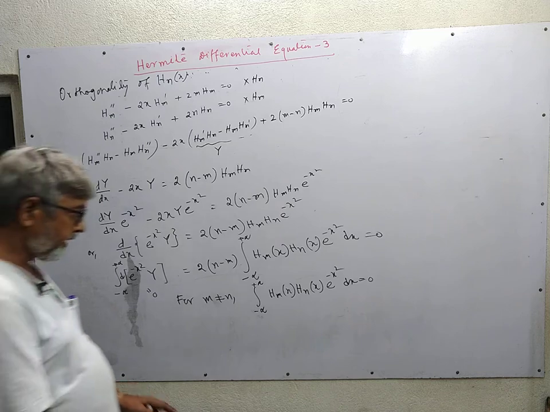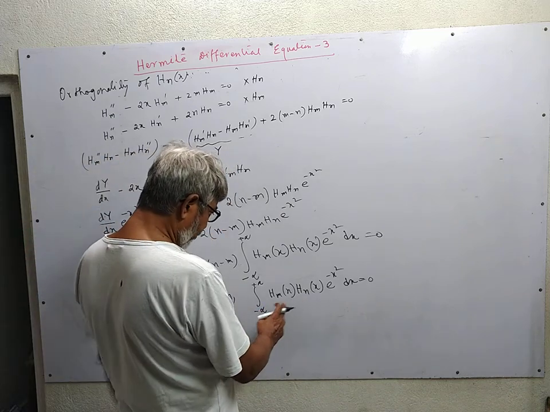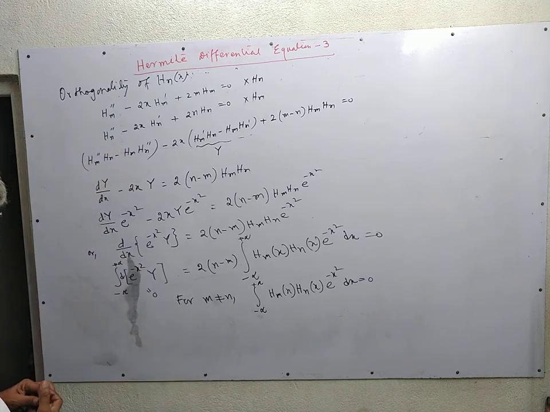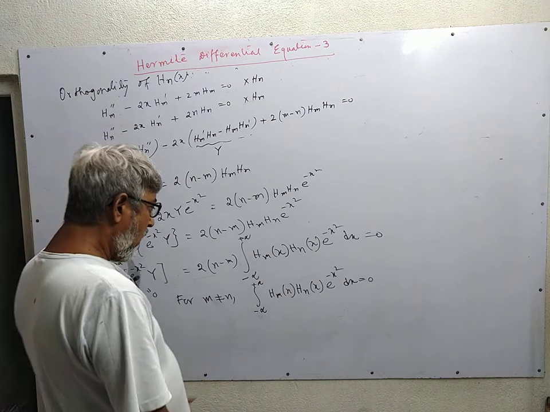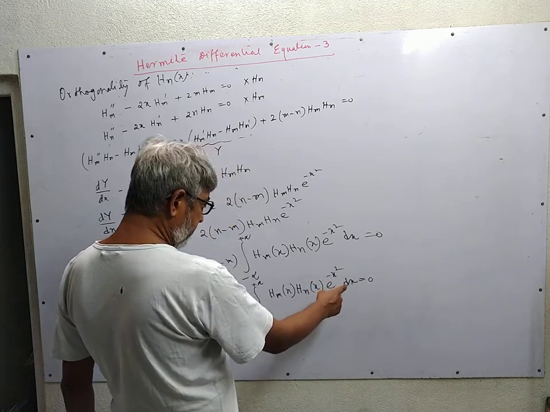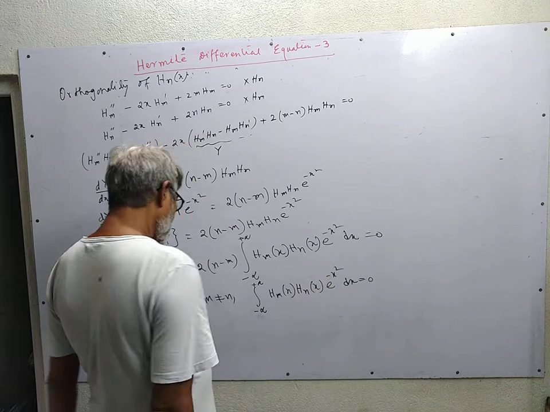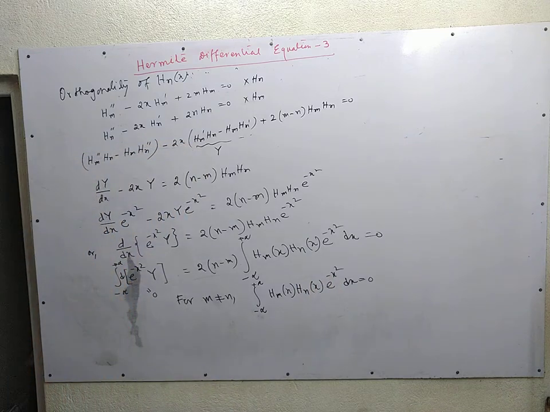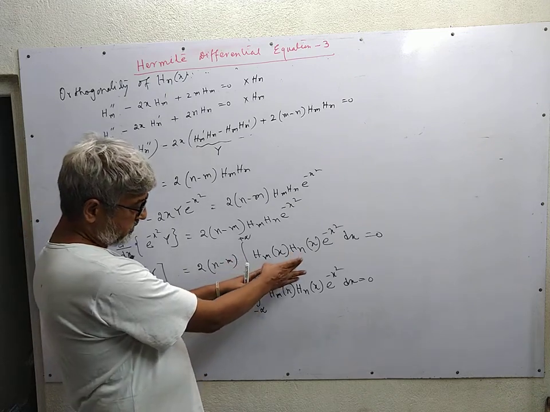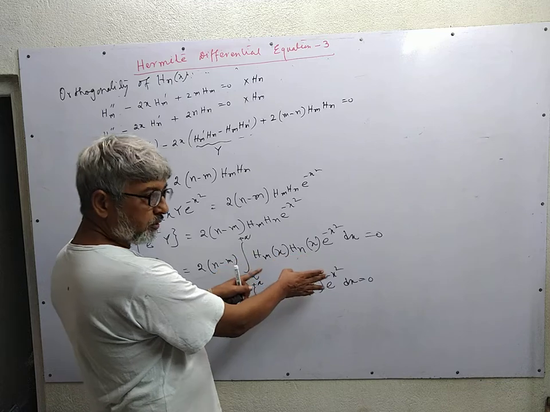So we say that Hermite polynomials of different order, since m not equal to n, are orthogonal with respect to the weight factor e to the power minus x square. But what happens to the case when m is equal to n? For m equal to n, this factor itself is 0, so this part may be 0 or may not be 0.